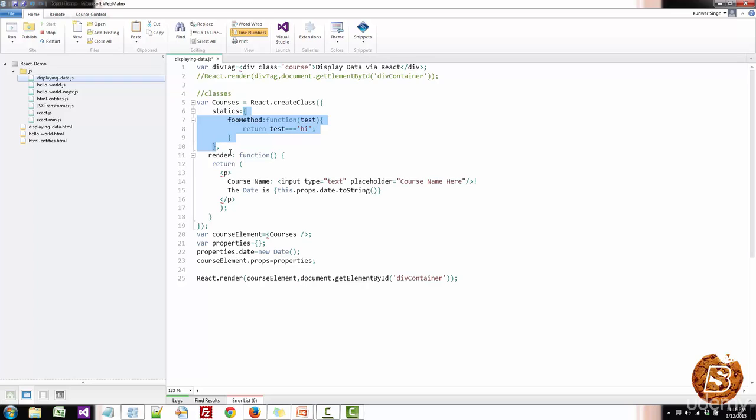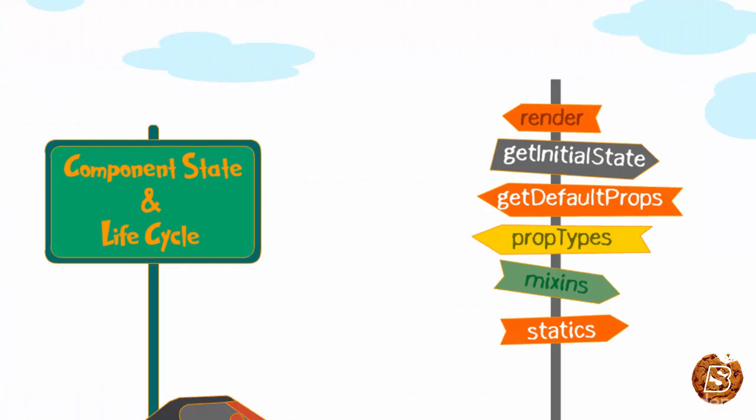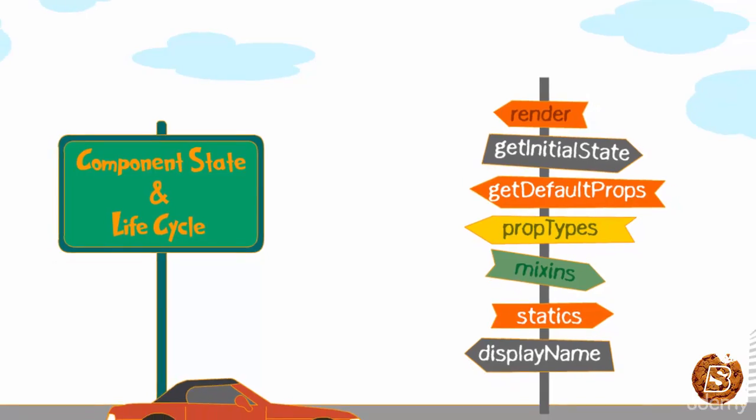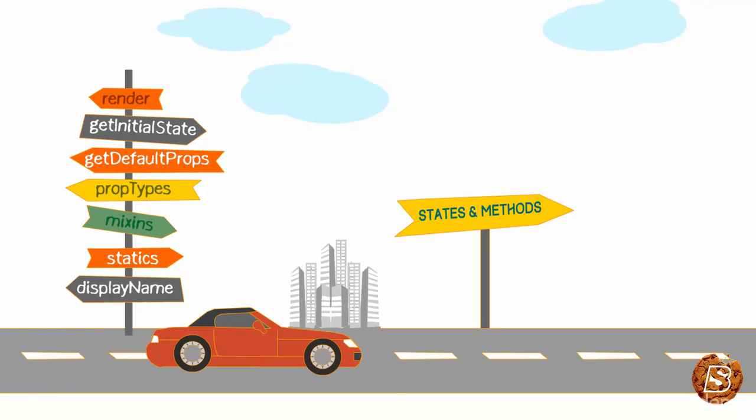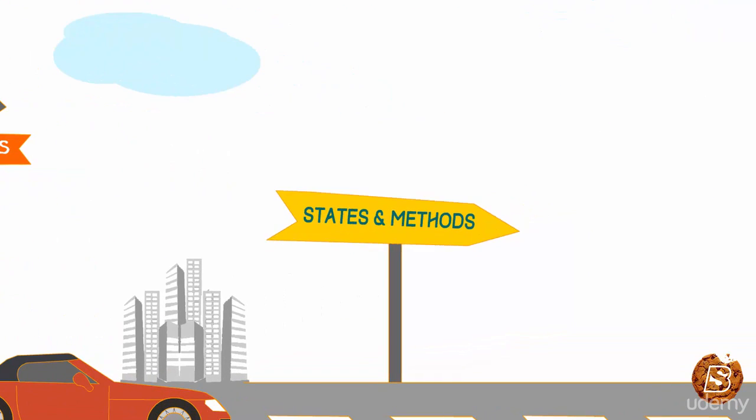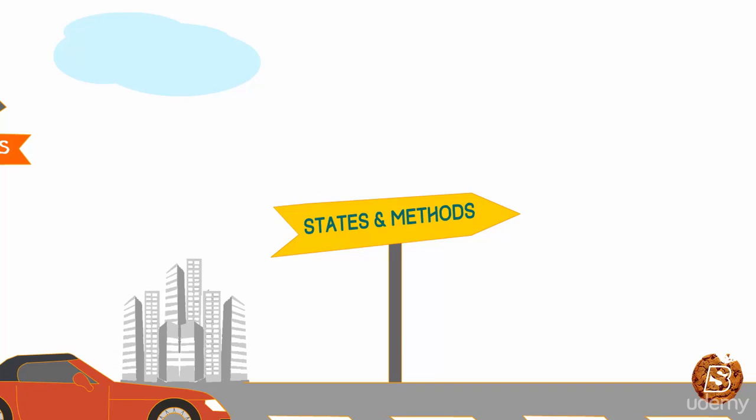Now if you want to check the value of props in a static method, have the caller pass in the property as an argument to the static method. So in that case, the property will be passed over here as an argument to this particular method. Then we have displayName. The displayName string is used in debugging messages, and usually the JavaScript XML, that is JSX, sets this value automatically. Now we'll see the lifecycle methods and the states through which a component goes.